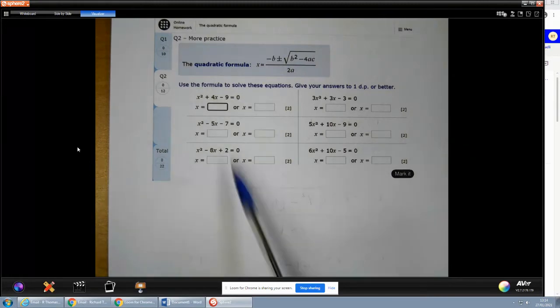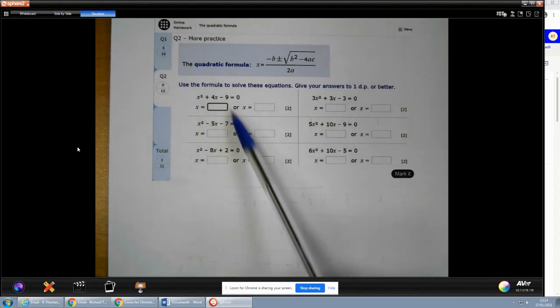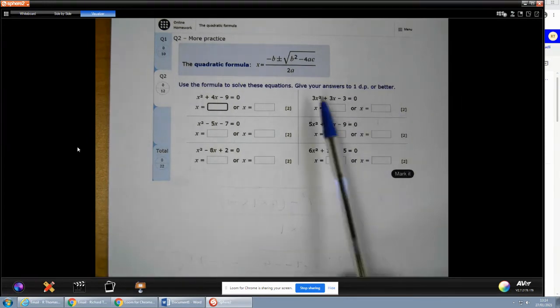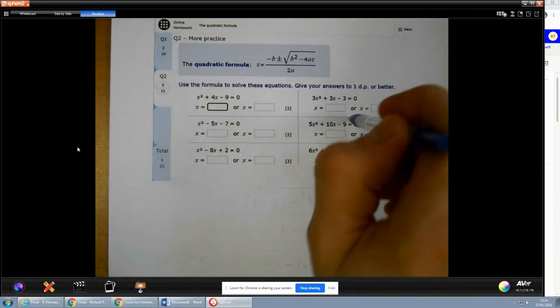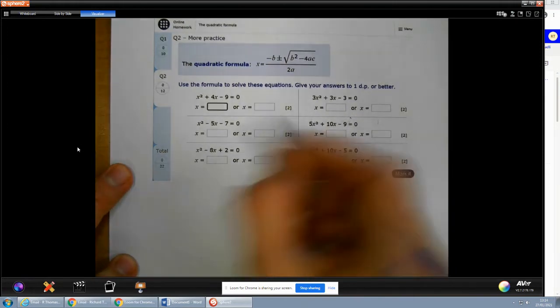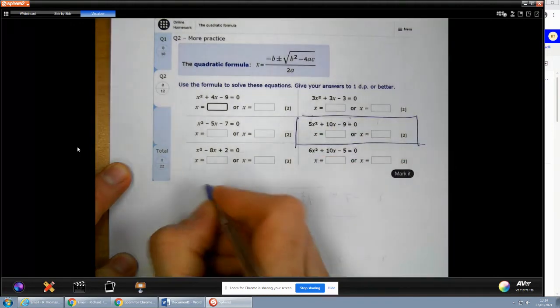All of these ones, A is 1. We have a mixture of positive B's and negative B's. And we have a mixture of negative C's and a positive C. And the only reason these are slightly different is for these questions, A is not 1. A is 3 for this, 5 for this, and 6 for this, right? So let's pick a random one. Right, we'll do the middle one here. So I'm going to do the solutions for this one and show you how easy it is.